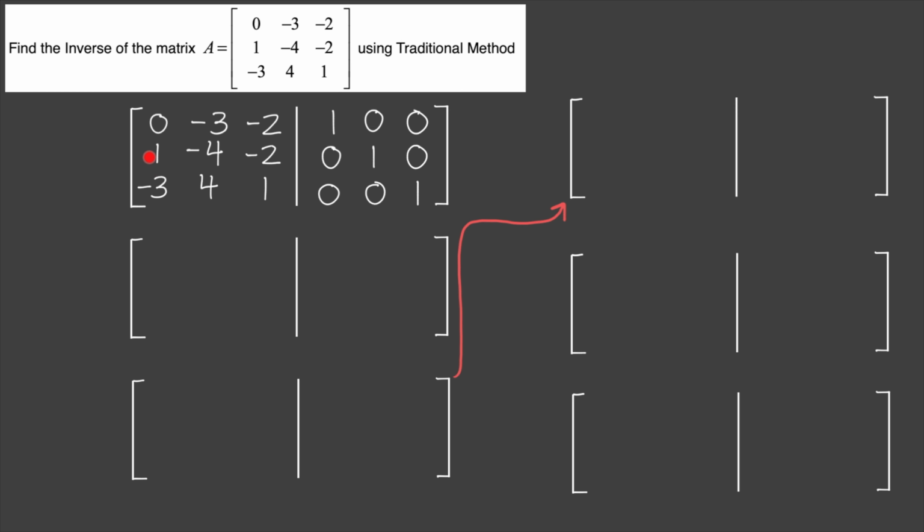The first thing I notice is that we have a 0 here, but remember, we don't want a 0 on the top left. We actually want a 1 eventually. So I'm going to go ahead and switch row 1 and row 2. That's an operation that we can do. I'm going to write this here, row 1, and then an arrow switching with row 2. So 1, negative 4, negative 2, and then this will become 0, 1, 0. And then instead of row 2, I write row 1: 0, negative 3, negative 2, 1, 0, 0. And then row 3 just stays the same.